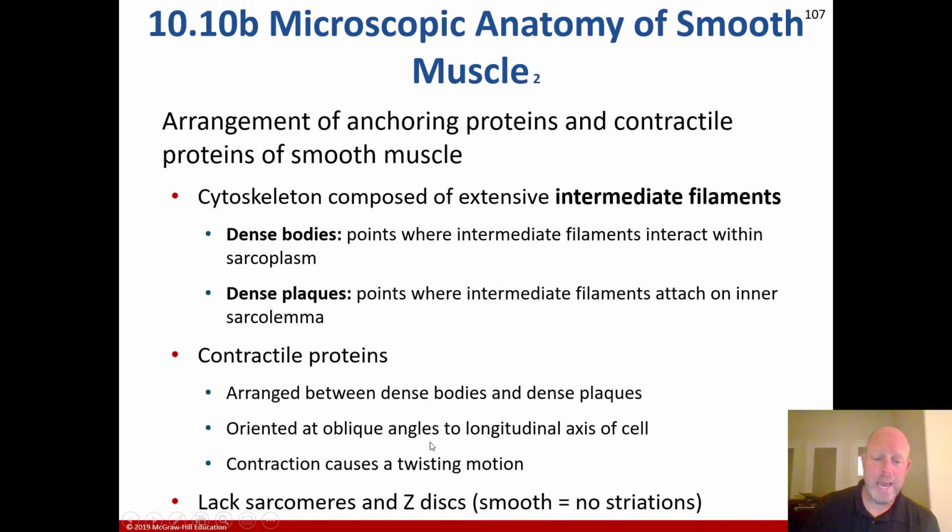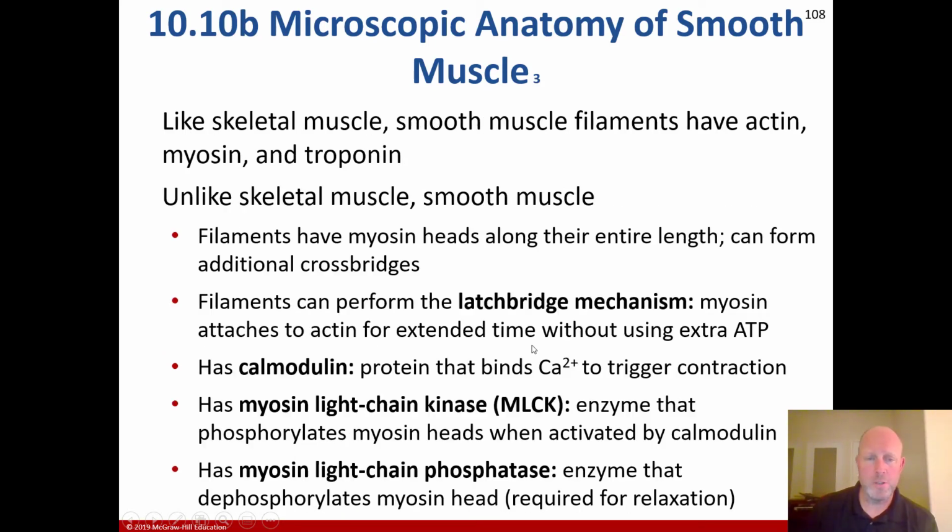They're oriented at oblique angles to the longitudinal axis of the cell, right? Kind of an angle there. And then the contraction causes a twisting motion, right? And of course, these smooth muscle cells lack sarcomeres and Z-discs. It's smooth, there are no striations.